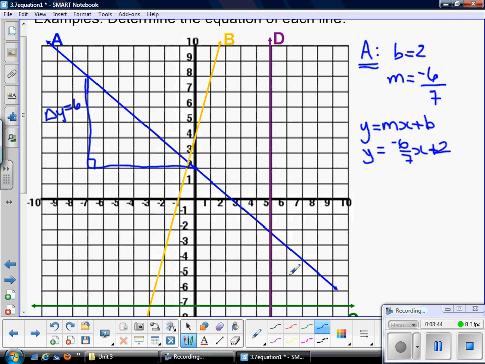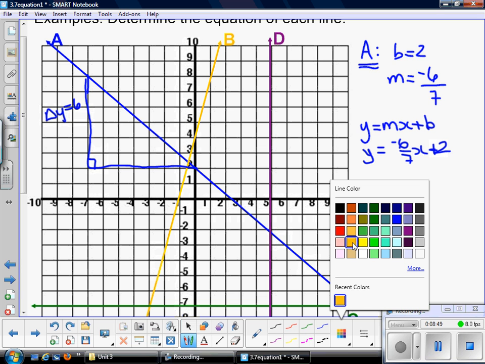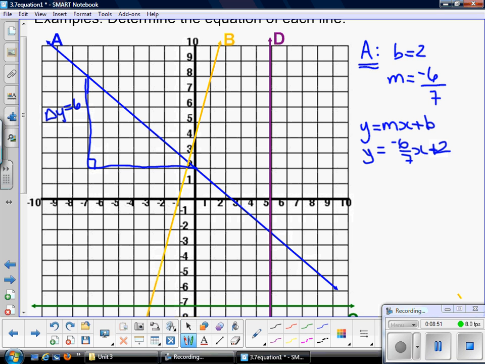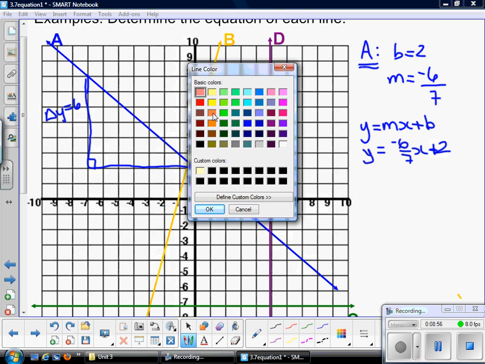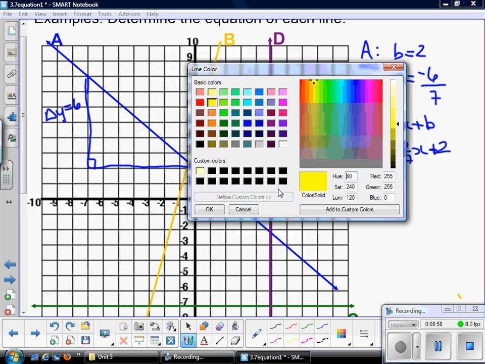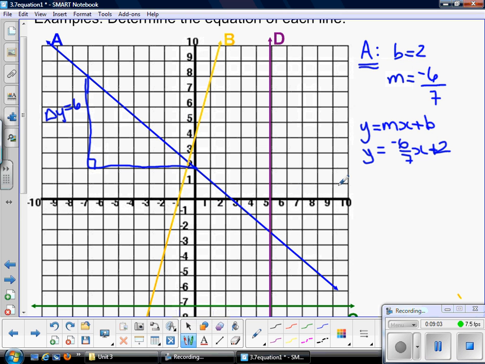Okay, so let's look at B. B is a yellow one, and however, I think the yellow I have chosen is not going to be great to view, so I will pick a darker yellow. And it's going to be a limey yellow. Okay, so for line B. Okay, line B, again, I follow it down the y-axis and I see that it crosses at 4. So my y-intercept is +4.